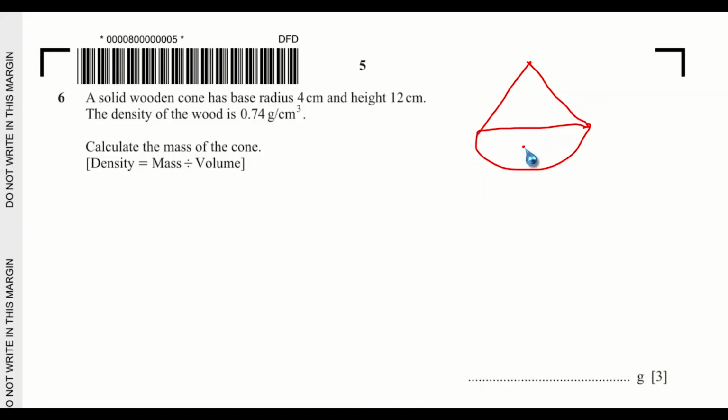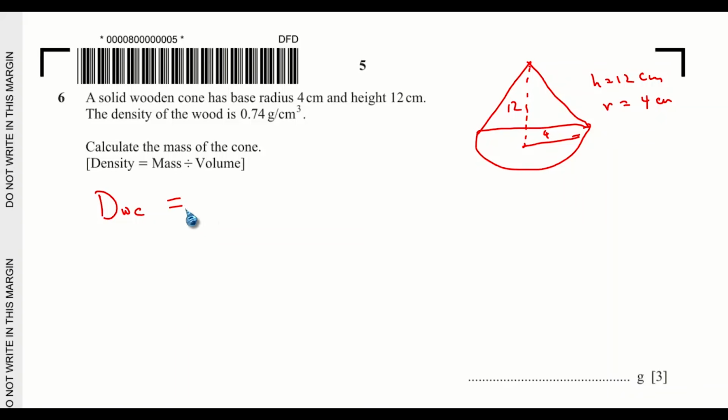Okay, good. So from here to here is the radius, which is 4 centimeters, and the height will be this, 12 centimeters. So let's say h is equals to 12 centimeters, and the radius is equals to 4 centimeters. So we know that density is equals to mass over volume. So let's denote the density of the wooden cone by D.